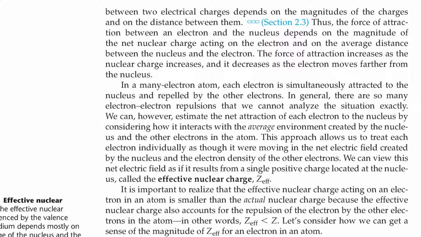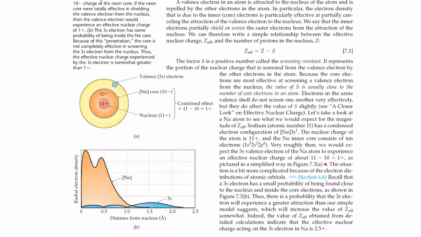Let's consider how we can get a sense of the magnitude of the effective nuclear charge for an electron in an atom. A valence electron in an atom is attracted to the nucleus of the atom and is repelled by the other electrons in the atom. In particular, the electron density that's due to the inner core electrons is particularly effective at partially canceling the attraction of the valence electron to the nucleus. We say that the inner electrons partially shield or screen the outer electrons from the attraction of the nucleus.